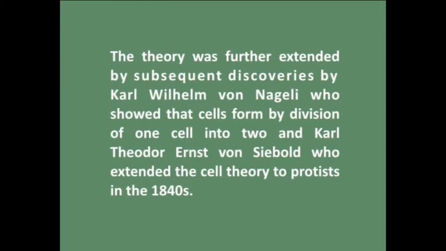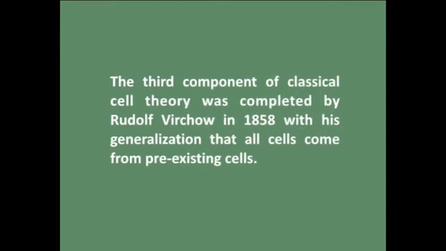The theory was further extended by subsequent discoveries by Carl Wilhelm von Nägeli, who showed that cells form by division of one cell into two, and Carl Theodor Ernst von Siebold, who extended the cell theory to protists in the 1840s. The third component of classical cell theory was completed by Rudolf Virchow in 1858 with his generalization that all cells come from pre-existing cells. Thus, Virchow along with Schleiden and Schwann are often credited together for the formulation of the classical cell theory.